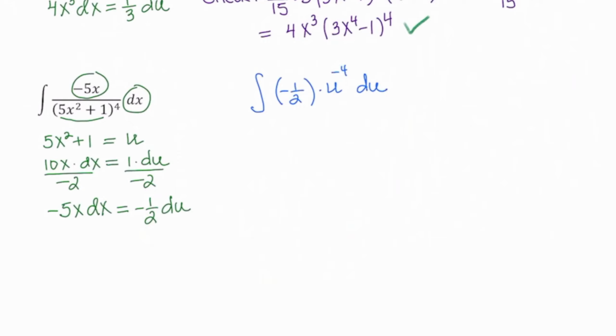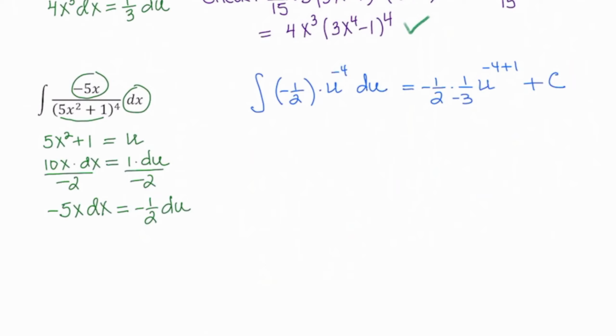And notice that this new integral is much simpler. It is not so complicated. We know exactly how to evaluate that. So what do we do here? Okay, so this becomes negative 1/2. We can pull the constant out. u to what power? Negative 4 plus 1, so that's negative 3. That means we also need to divide by negative 3. And then don't forget C.